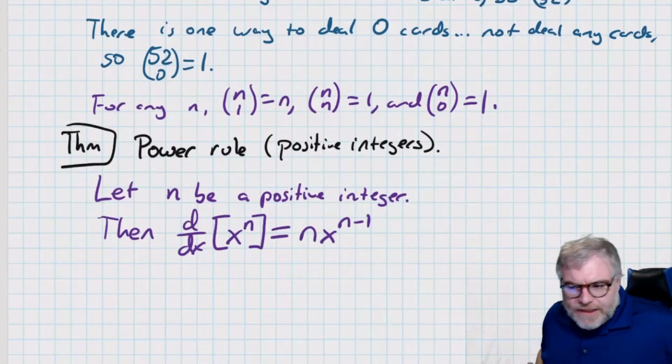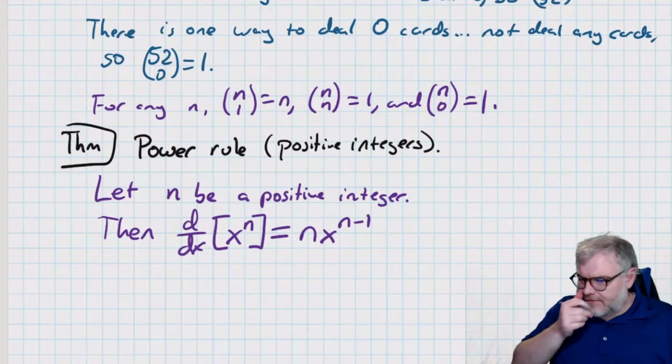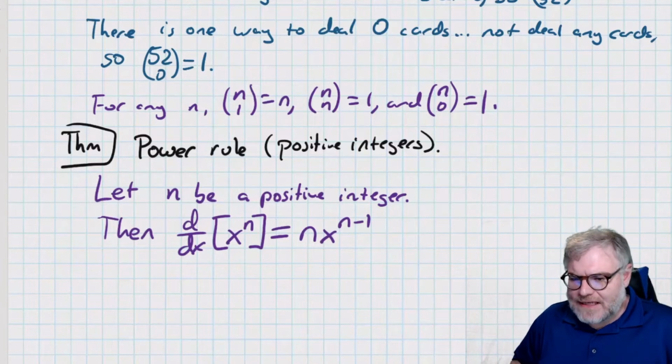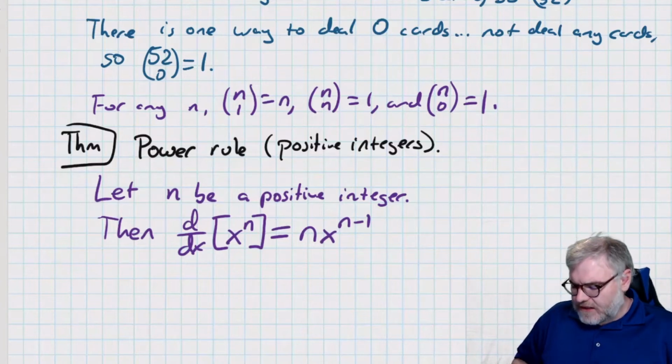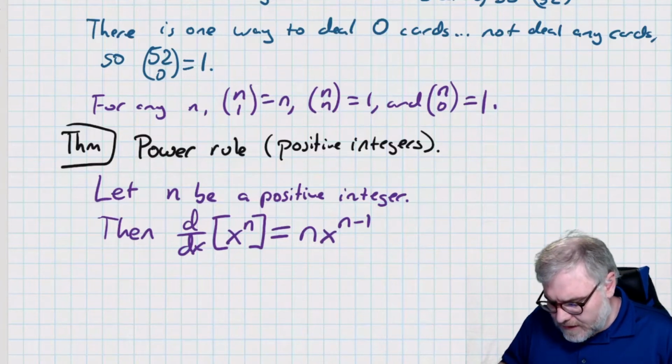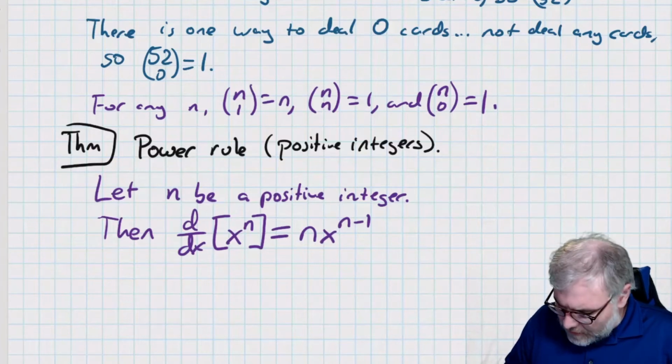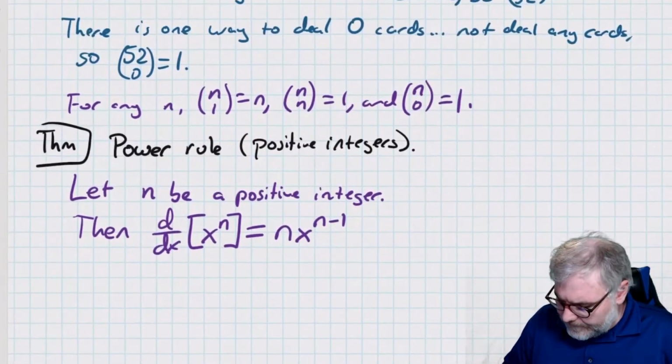So that's what we're doing. We're just proving the power rule for positive integers. So if n is any positive integer, then the derivative with respect to x of x to the n equals nx to the n minus 1. Let's do a couple of examples with their generalization. So let's look at x squared.